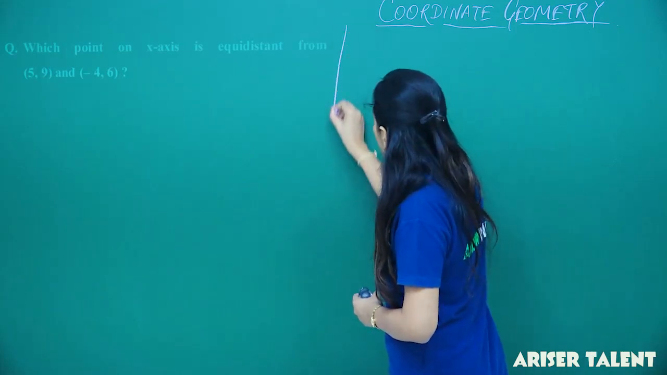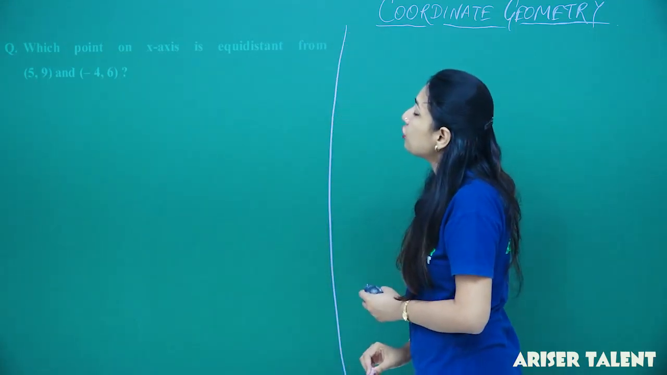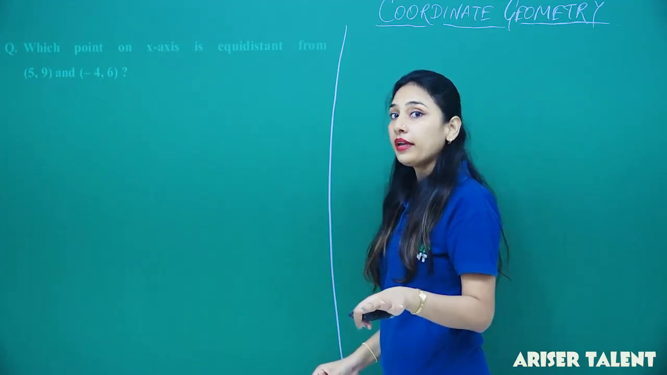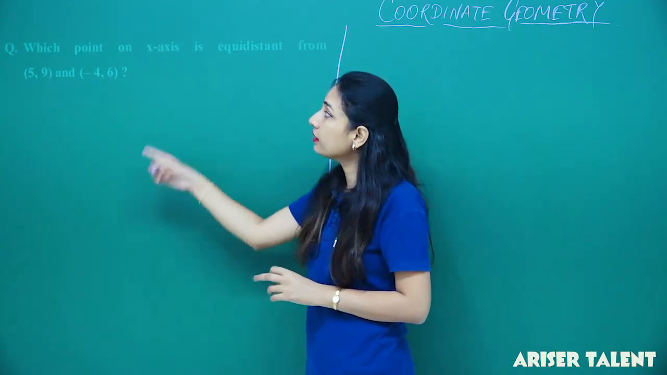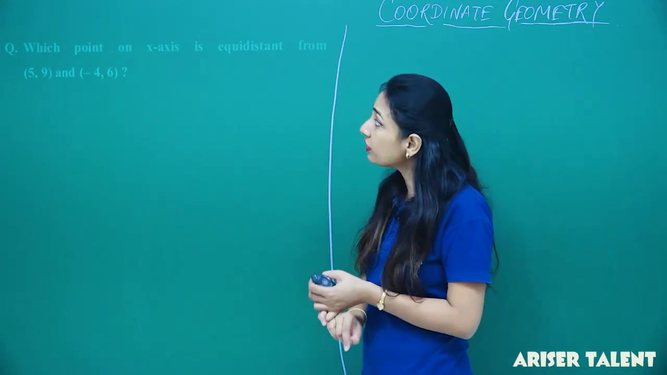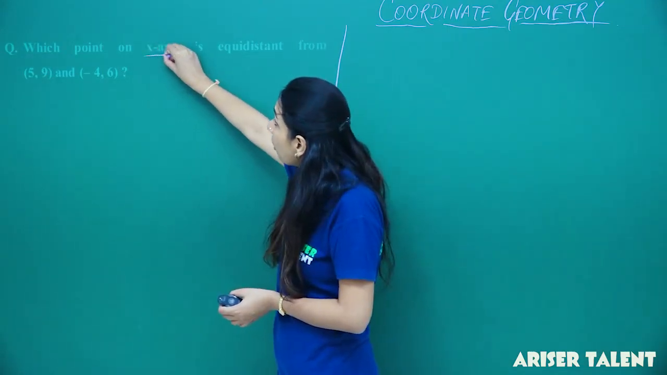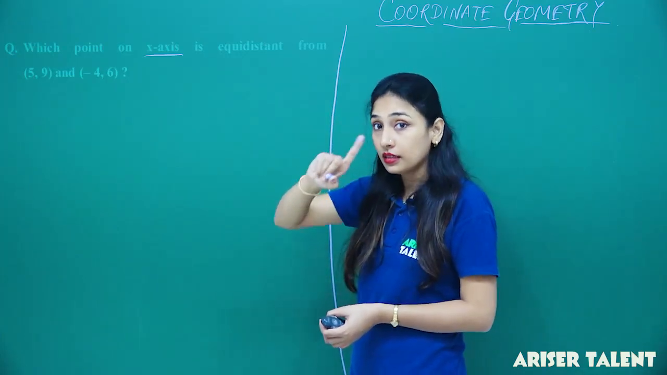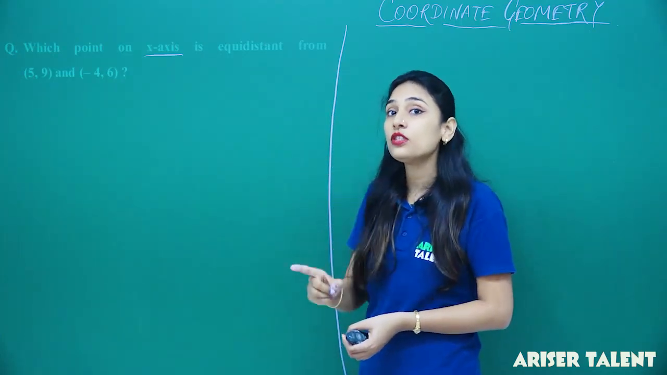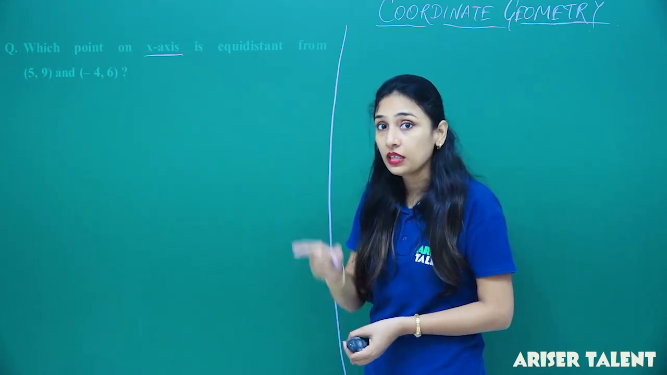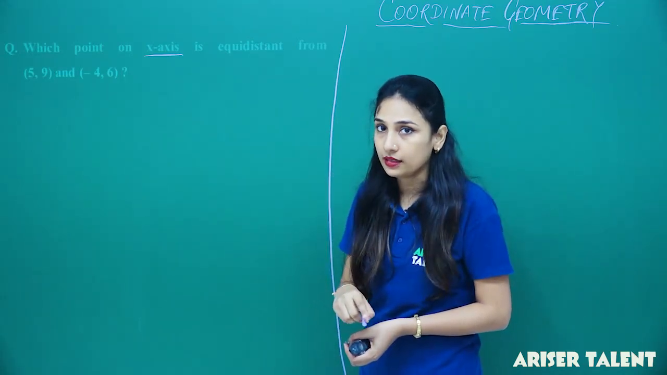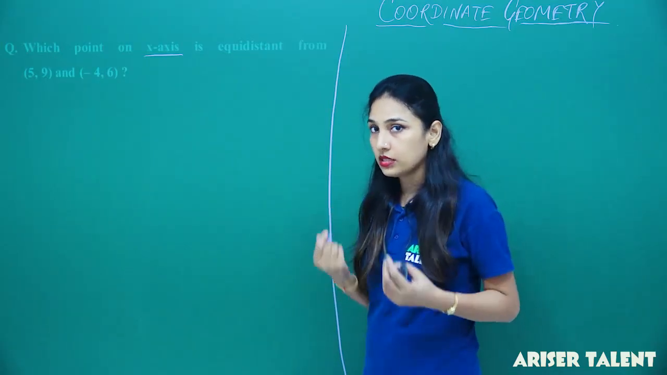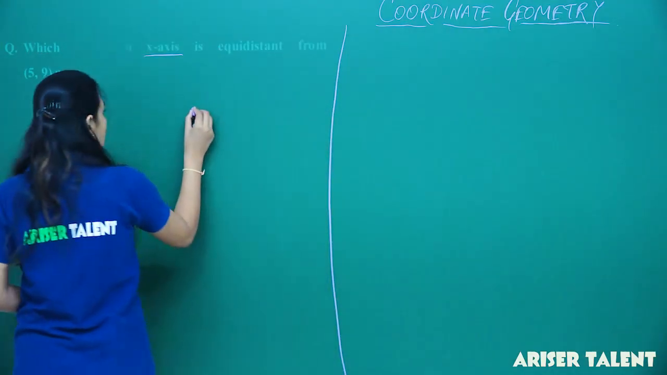Okay, so it's saying which point on the x-axis. Now it's talking about 3 points, 2 points are given and the third point is what we are asked about, which point on the x-axis. Now you have to consider this x-axis, that means every point which is on the x-axis has its y coordinate, that means its ordinate, equal to 0.